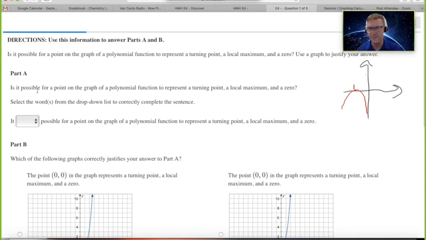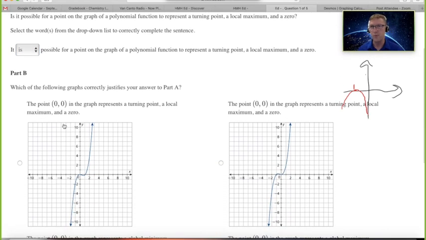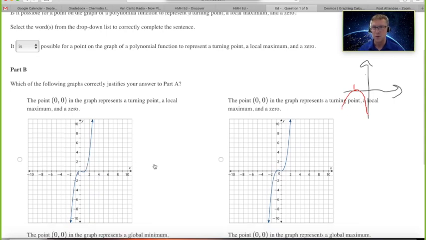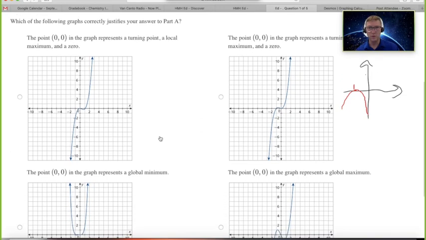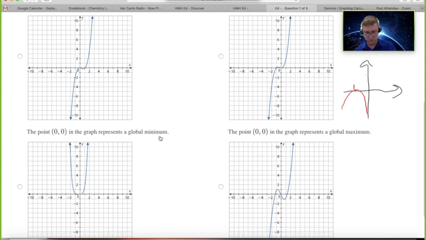So let's see what we got. It is possible for a point on the graph of a polynomial function to represent a turning point, a local maximum, and a zero. Okay. Part B, which of the following graphs correctly justifies your answer for part A? So first one, no. We'll put them all on the screen. So no, no, no, because there are no local maximums.